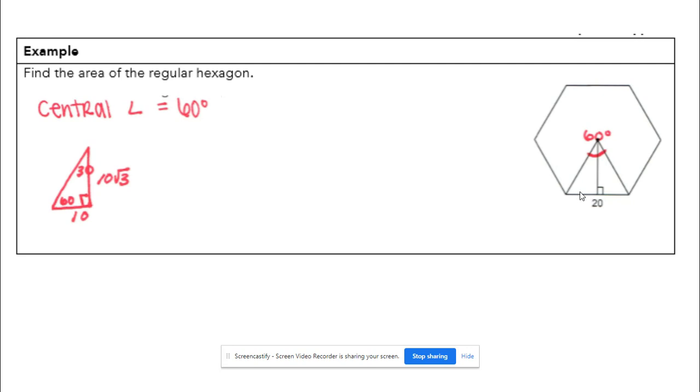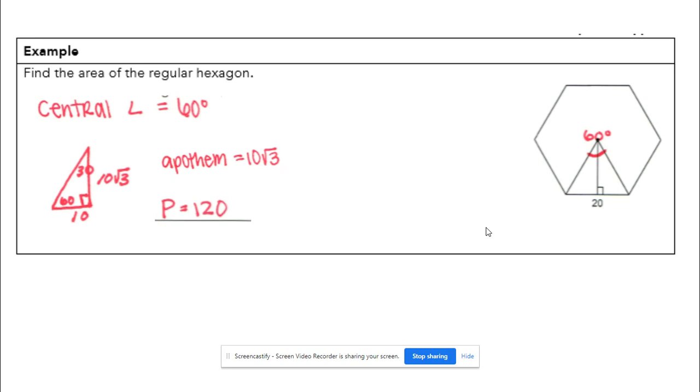And then in order to figure out the length of the apothem, we know that it is the side length A times the square root of 3. So this would be 10 times the square root of 3. In order to figure out the perimeter, we would take the length 20 times 6, and that would be 120.